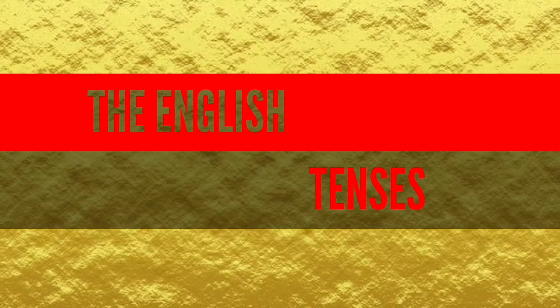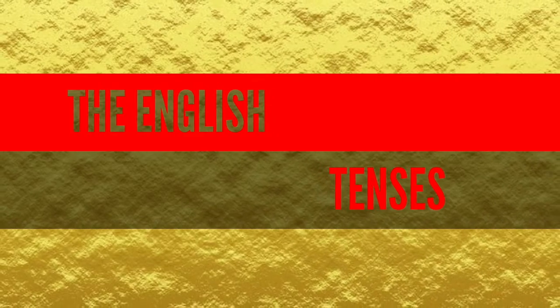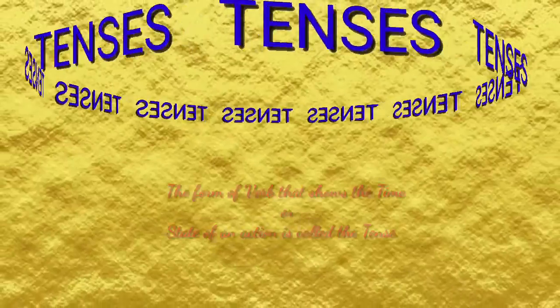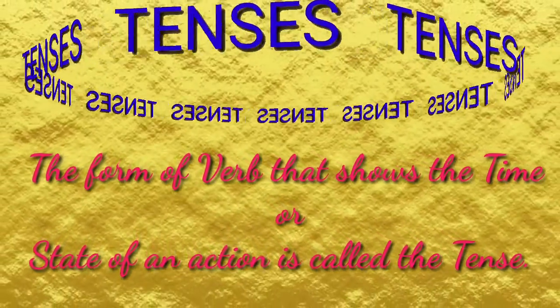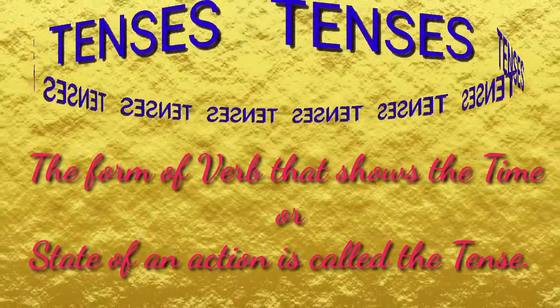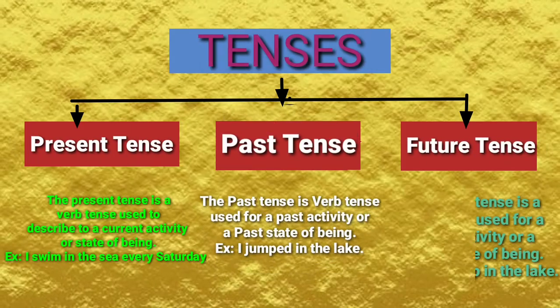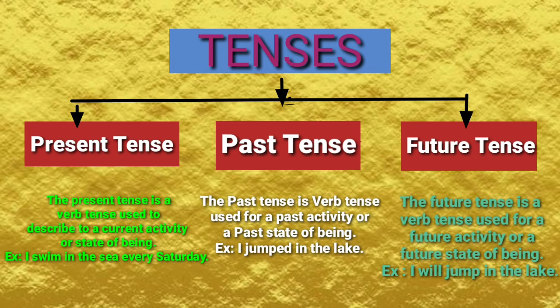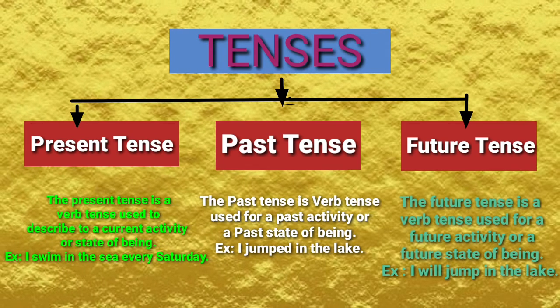Today, we are going to learn about the English tenses. Then what is a tense? The form of verb that shows the time or state of an action is called the tense. There are three main tenses in English. They are the present tense, the past tense, and the future tense.